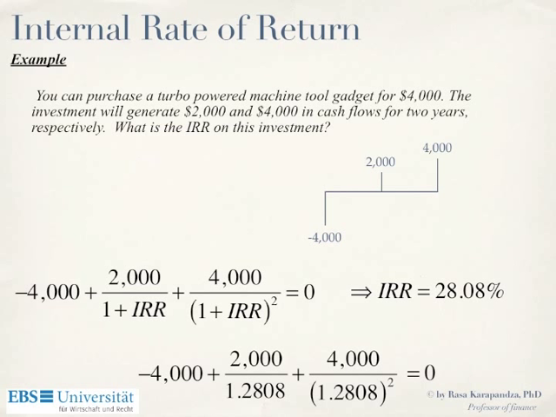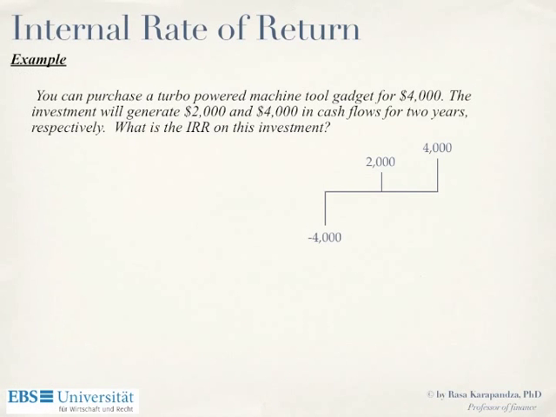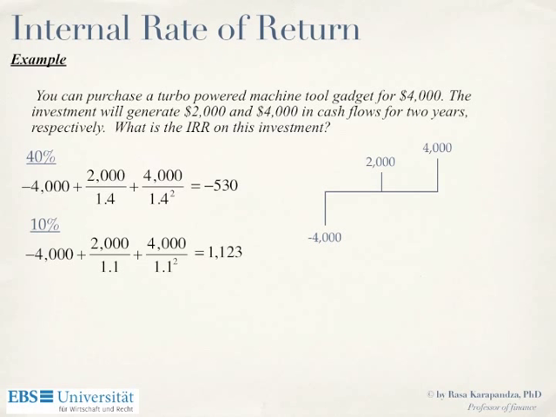Well, you can try. So for example, in this case, without using the quadratic equation formula, how do you calculate? You can say the following. Let's try what happens if I discount with 40%. If I discount this cash flow stream with 40%, then the net present value is 530. If I discount this with 10%, the net present value is 1,123. So I know that the rate is somewhere in between. Let's try a number between 10% and 40%. It's 25%. If we try 25%, we get 160. So you see, we are getting closer to 0.